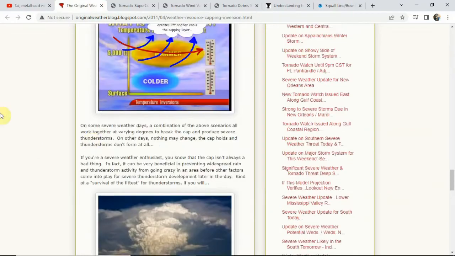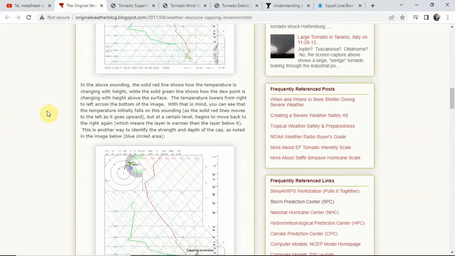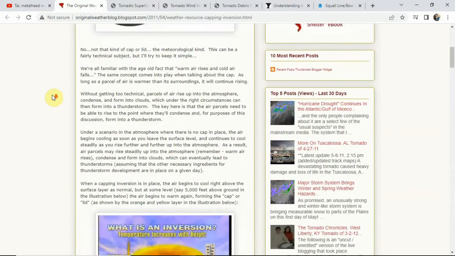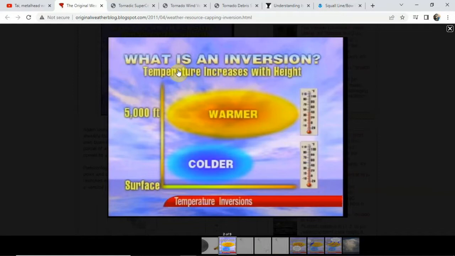So we're going to start out with the capping inversion, or the cap in the atmosphere. This is a diagram of what the cap is, and basically what this entails is we have our warm temperatures at the surface right here, right? But the further up you get into the atmosphere, the temperatures start to decrease. That's how things will normally work.